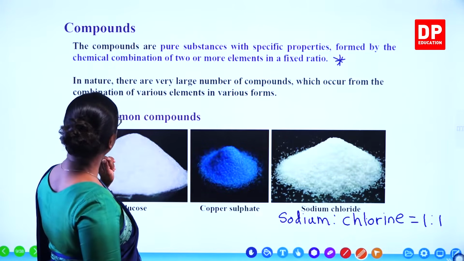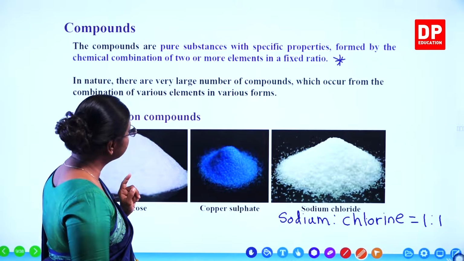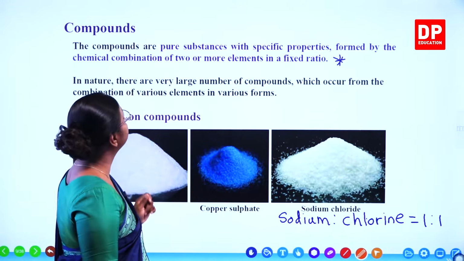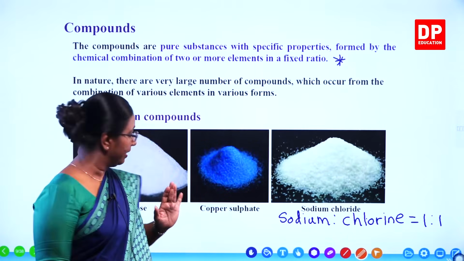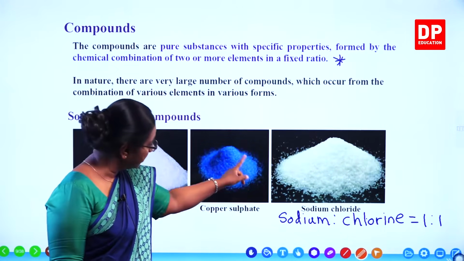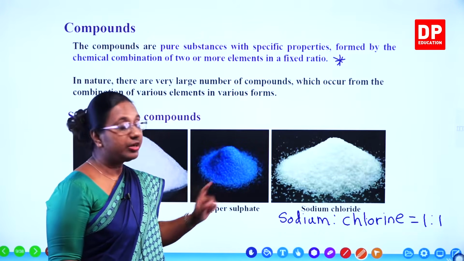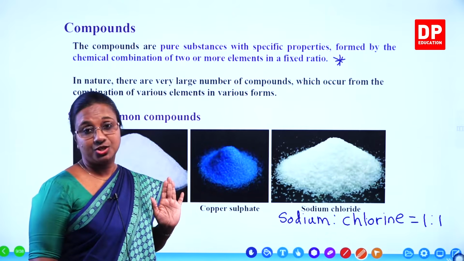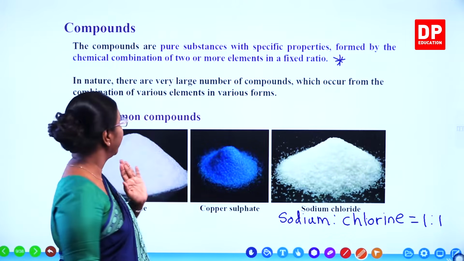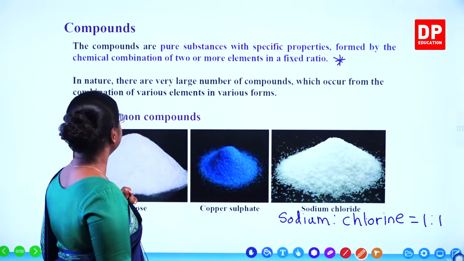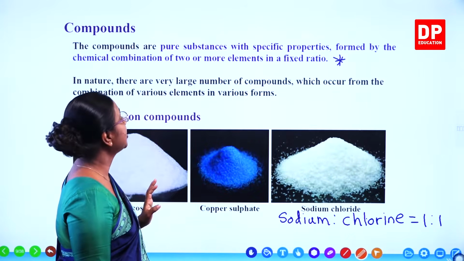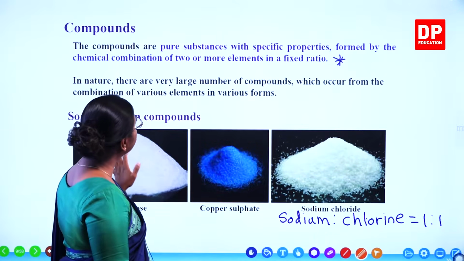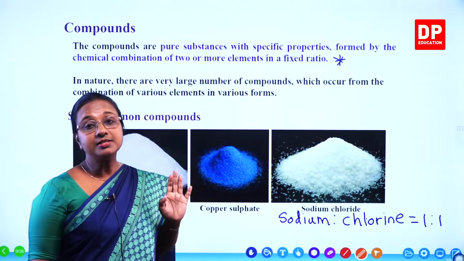So, if I read it again, the compounds are pure substances with specific properties formed by the chemical combination of 2 or more elements. So, here there are 3 elements. Here also there are 3 elements. Sodium chloride, 2 elements, 2 or more elements in a fixed ratio. That is what we call a compound. In nature, there are very large number of compounds which occur from the combination of various elements in various forms.